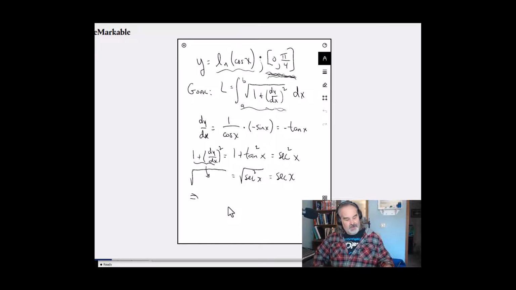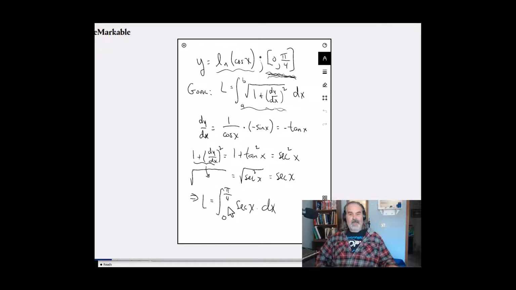And so, altogether now, the arc length of this stretch of curve is going to be the integral from the starting value to the ending value of interest, 0 to pi over 4, of the square root of, etc., which turned out to be just secant of x dx.